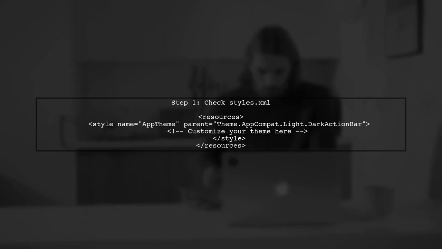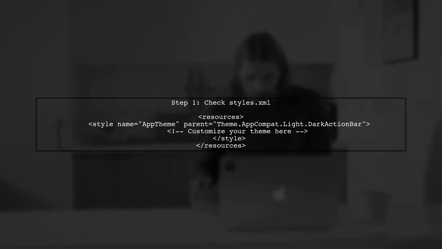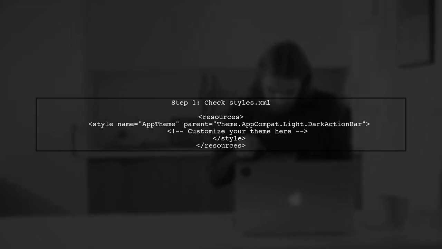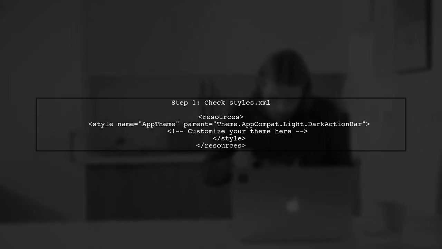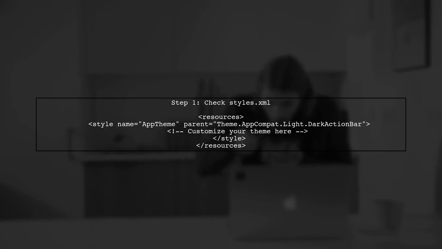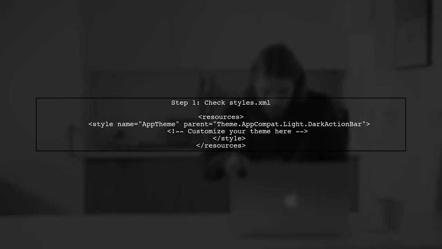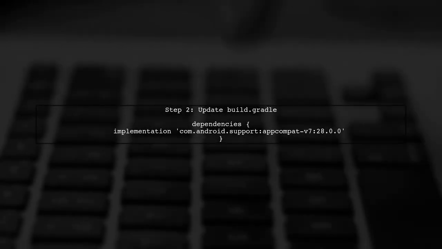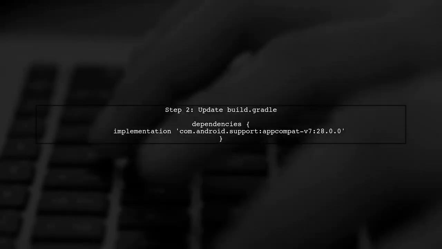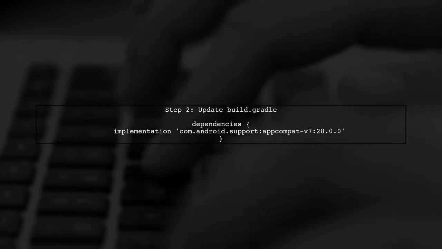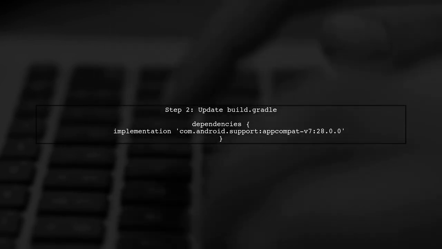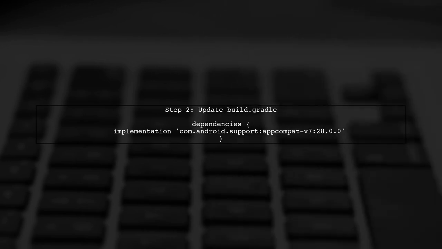To resolve this, first, ensure that your app's theme is set to an app compat theme. You can do this by checking your styles.xml file. Look for a line that defines your application theme. Next, make sure that you have the app compat library included in your build.gradle file. This library provides backward compatible versions of Android components.